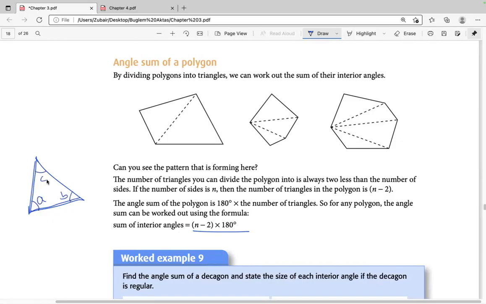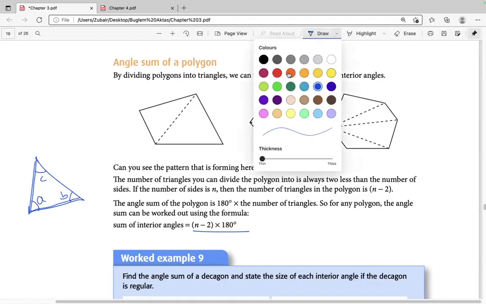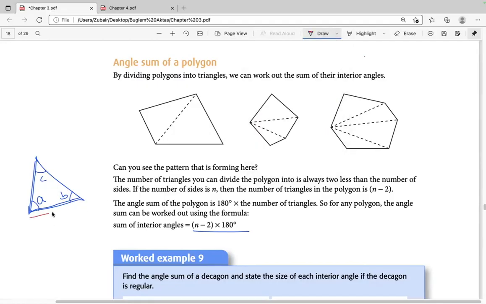This is A, this is B, this is C. Now I'm drawing a line in red, which I will make parallel to this one. Let's say this is XY. I'm drawing a line parallel to XY at point C. If these two are parallel, I can write B here as an alternate angle, and I can take A on the other side as an alternate angle again. And this makes a straight line. So this is a proof that the angle sum of a triangle is 180, because a straight line is also 180.